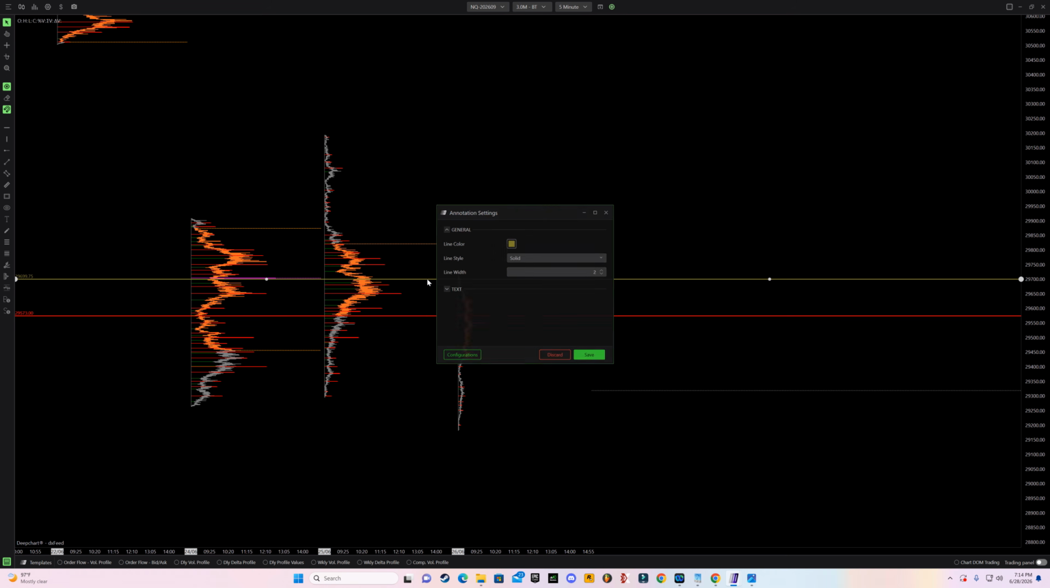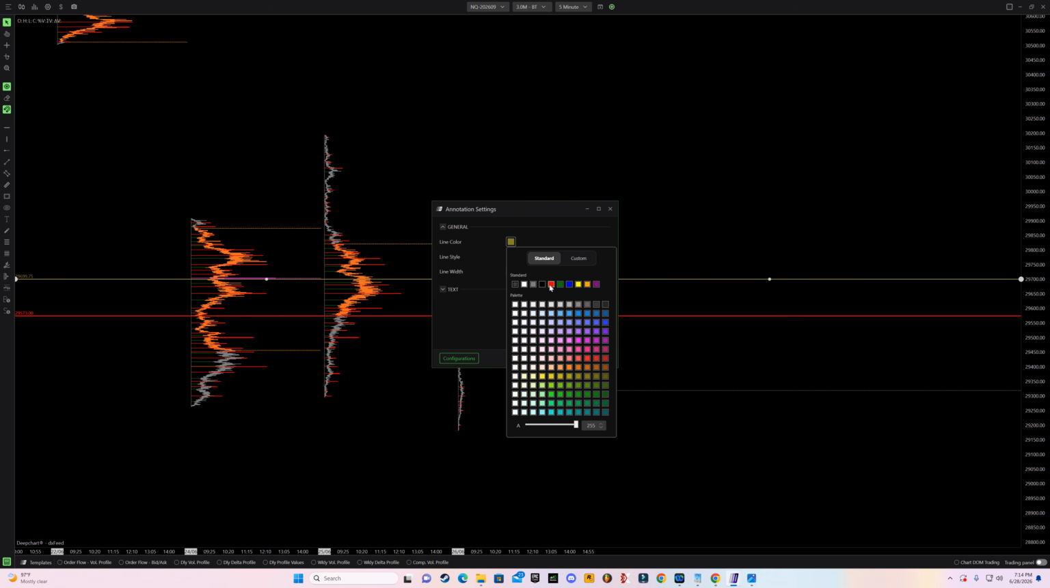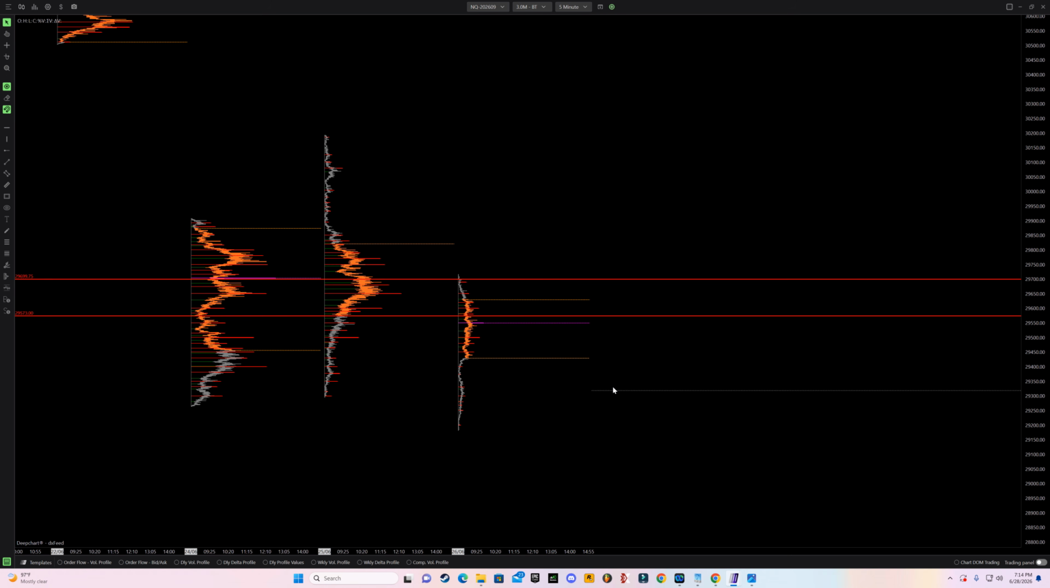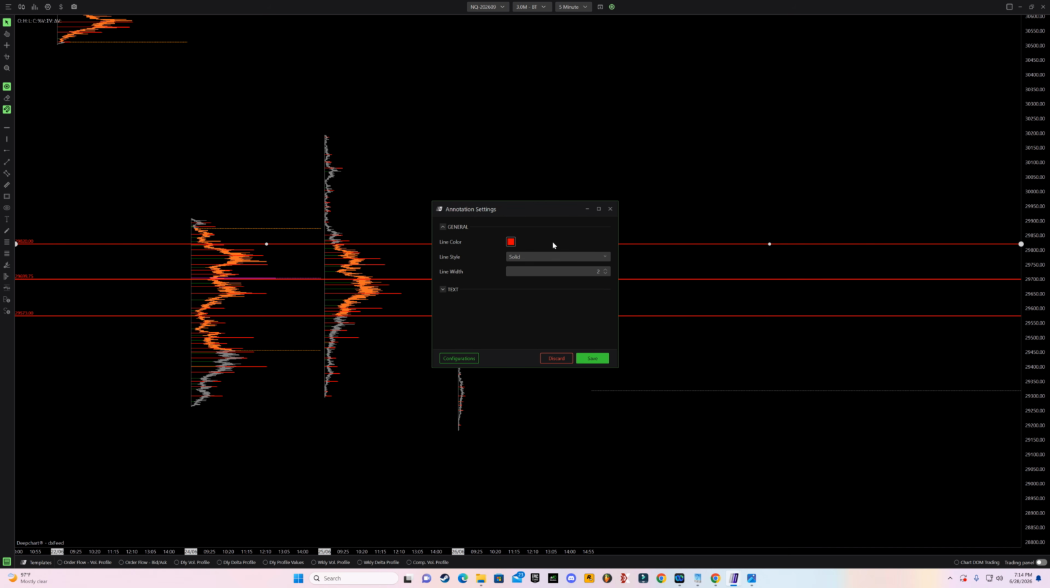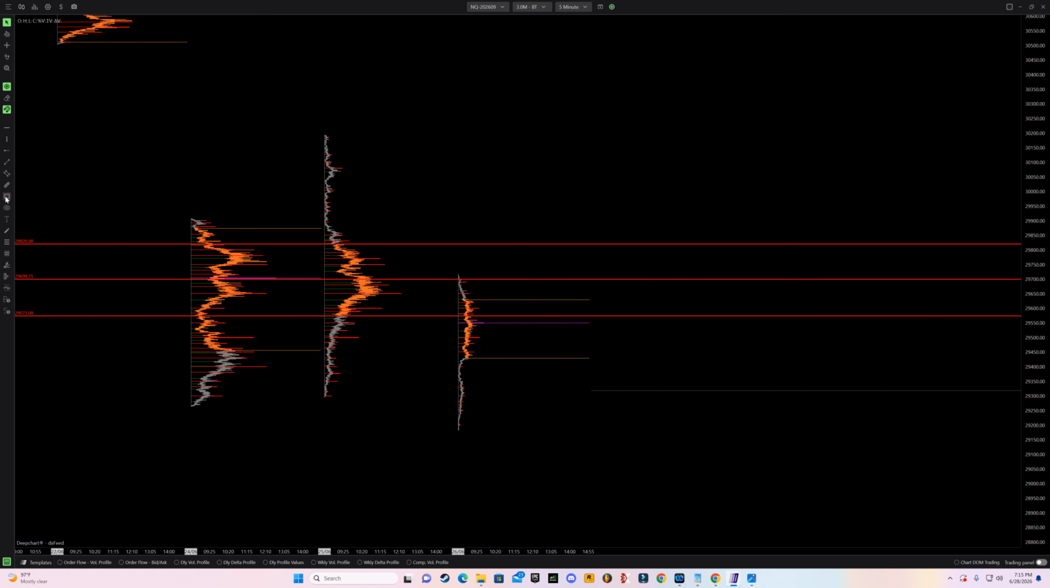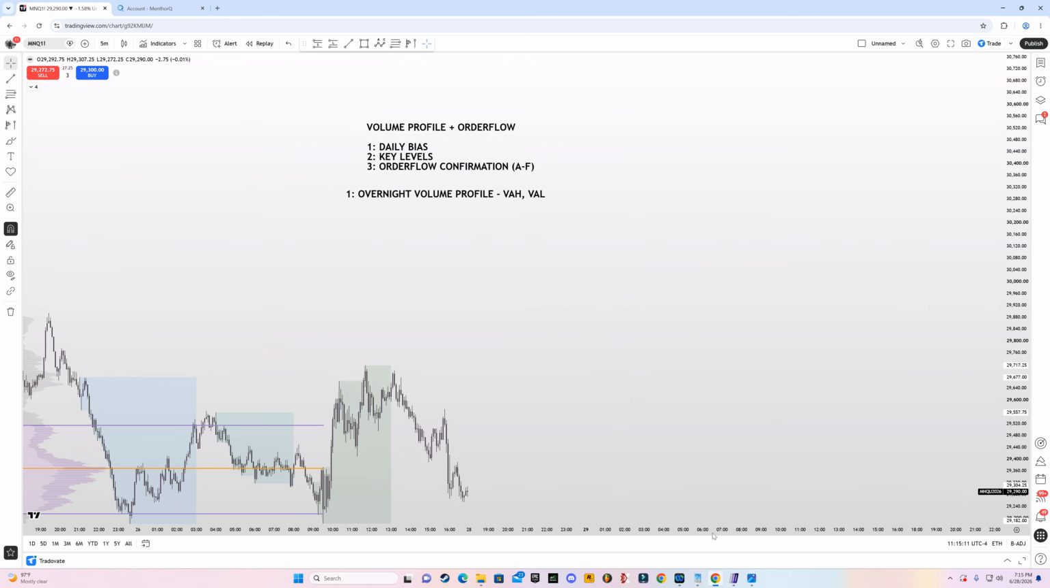When we're looking at the overnight session, we only look for the value area high and value area low as our key levels, right? But when we're looking at the previous day cash session, we can mark out all three levels. So these are our key levels, guys. I'm looking for my entry confirmation off of these three levels. Pretty simple, right?